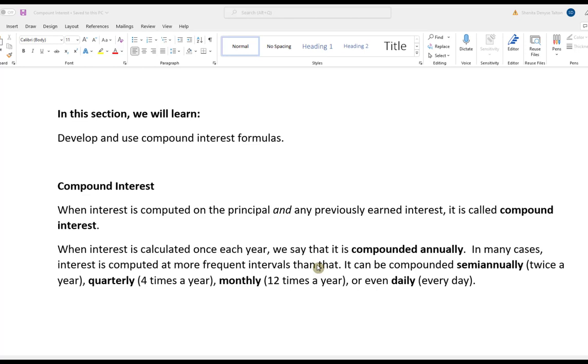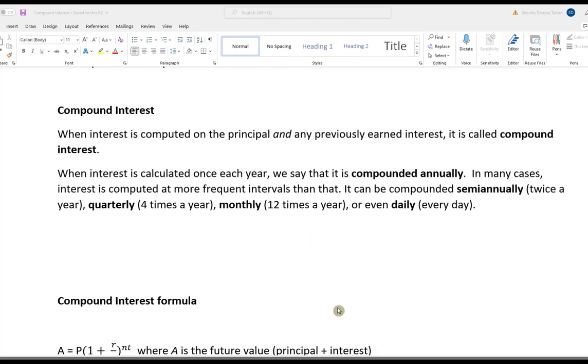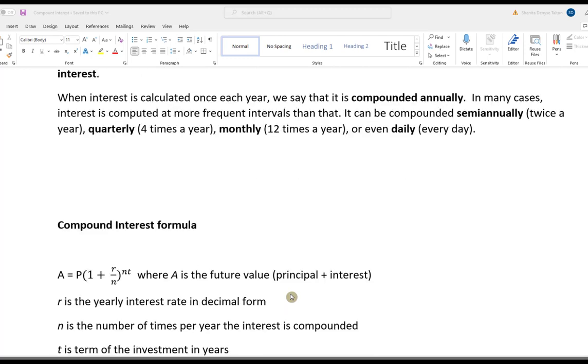In this section, we will learn about the compound interest formula. When interest is computed on the principal and any previously earned interest, it is called compound interest. When interest is calculated once a year, we say that it's compounded annually. In many cases, interest is computed at more frequent intervals than that. It can be compounded semi-annually, which is twice a year, quarterly, which is 4 times a year, monthly, 12 times a year, or even daily, which is every day.